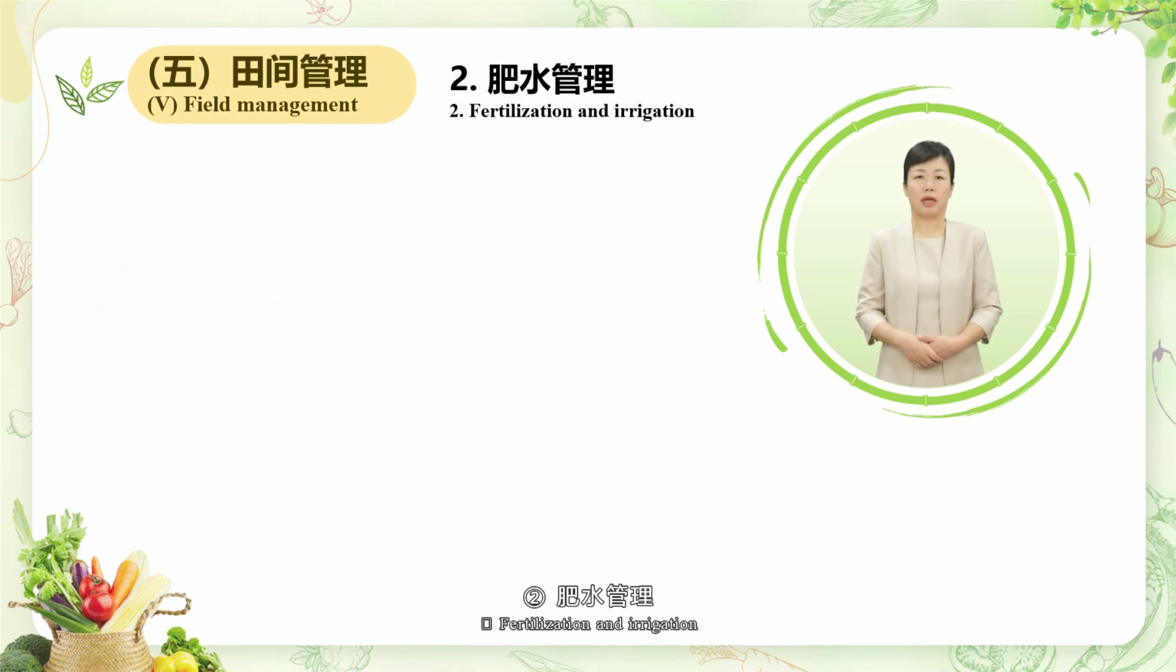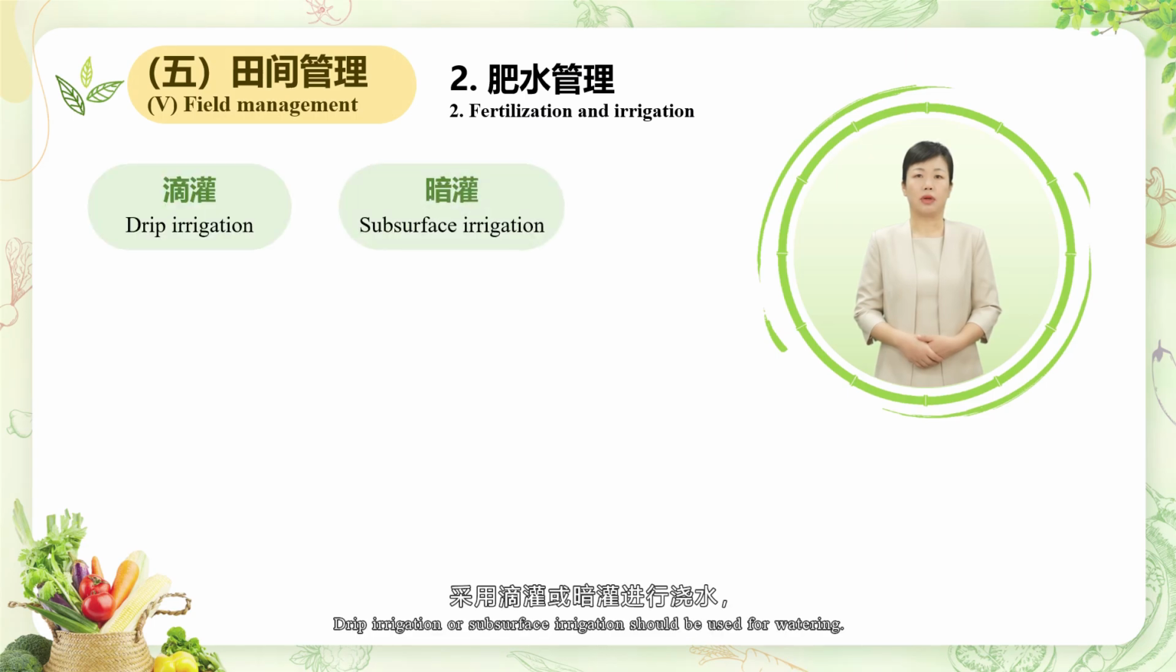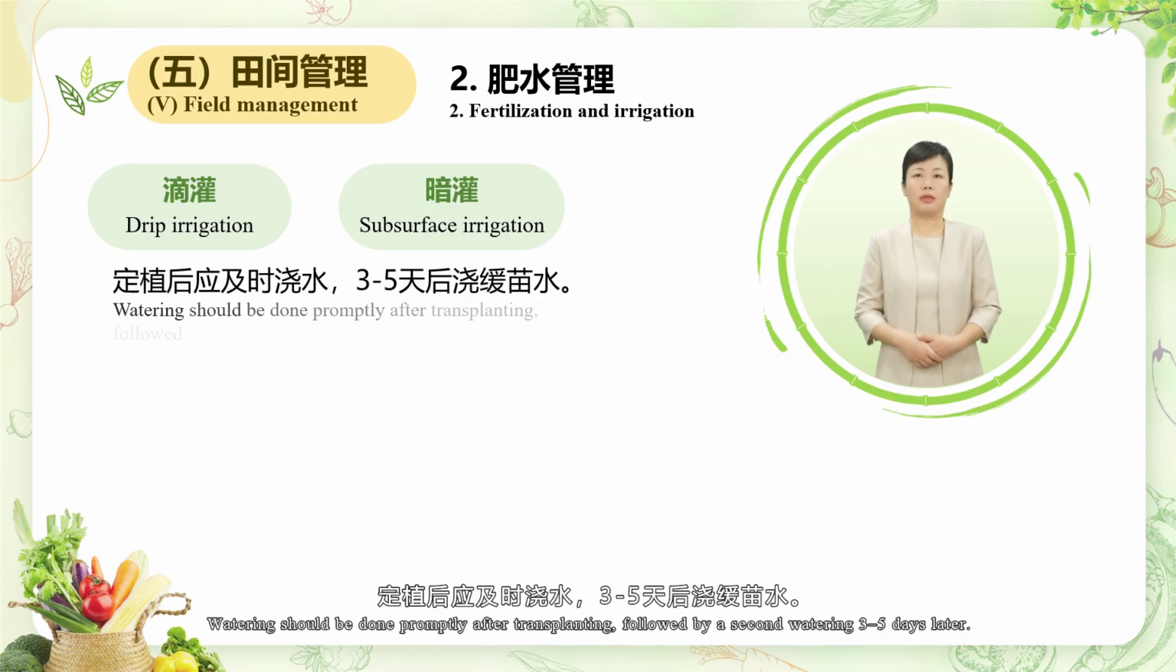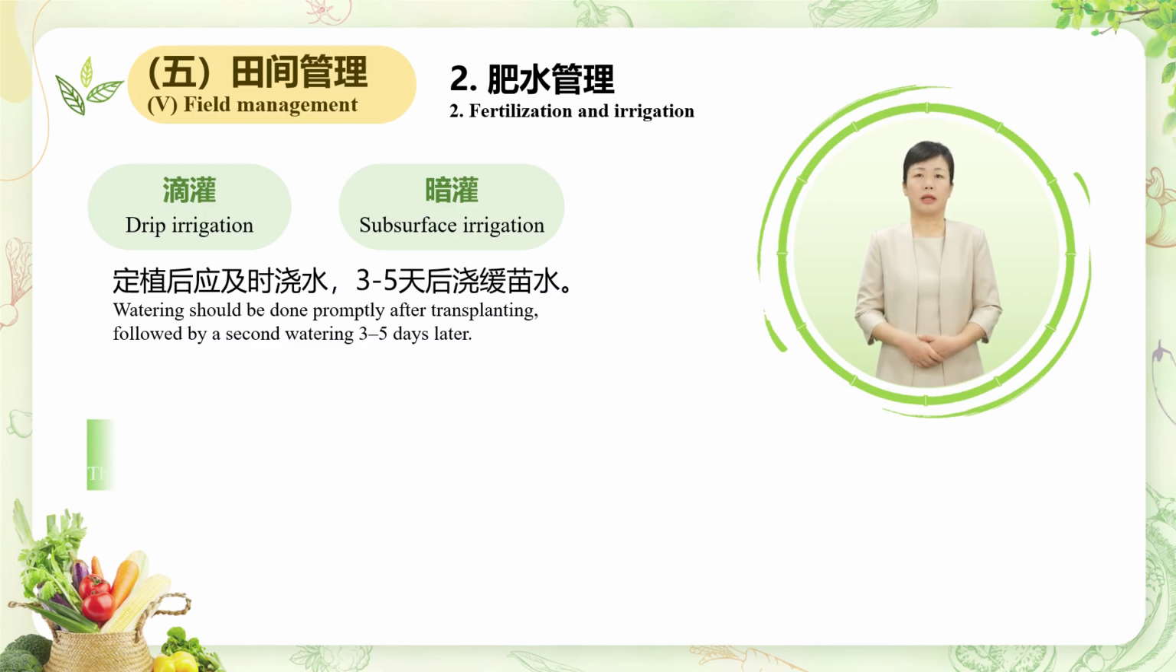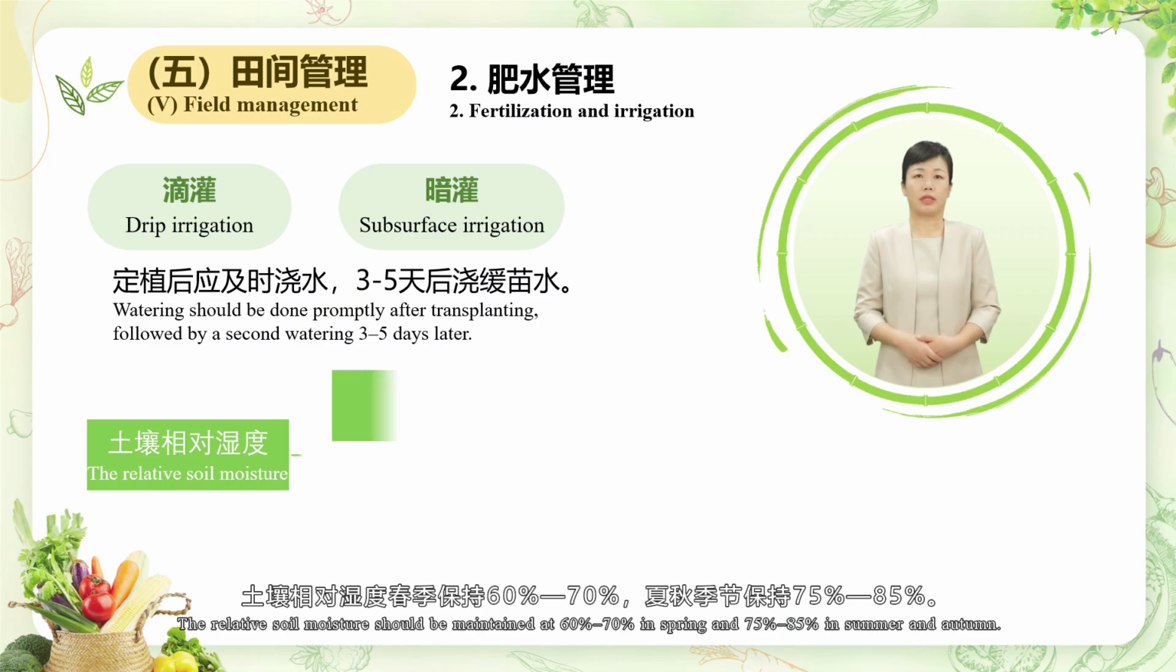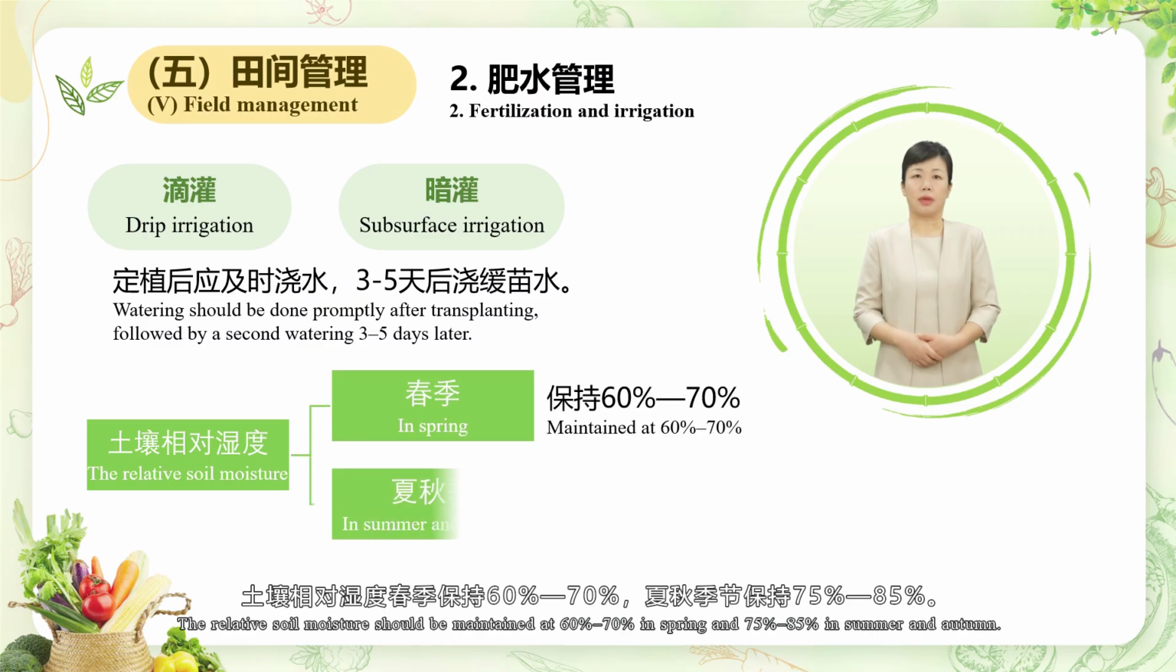2. Fertilization and irrigation. Drip irrigation or subsurface irrigation should be used for watering. Watering should be done promptly after transplanting, followed by a second watering 3 to 5 days later. The relative soil moisture should be maintained at 60% to 70% in spring, 75% to 85% in summer and autumn.